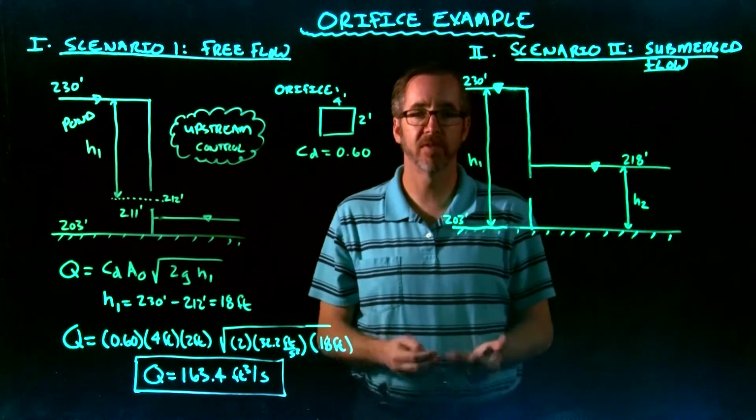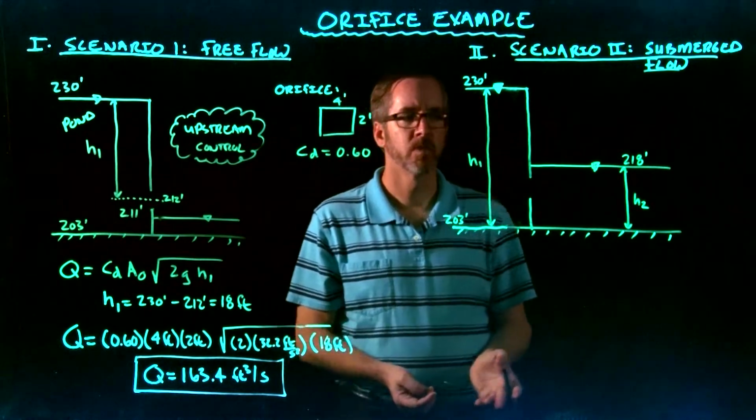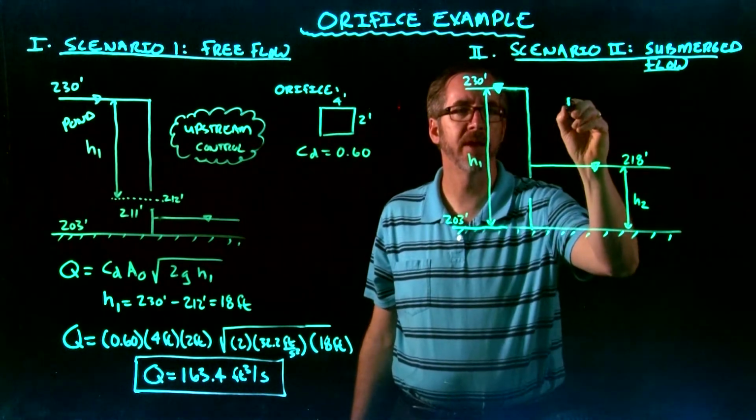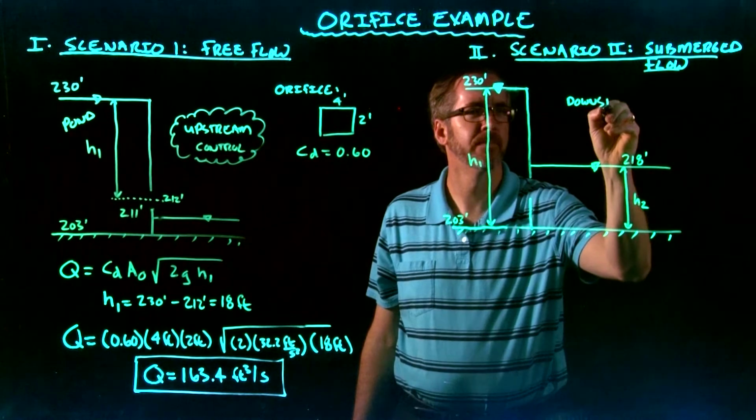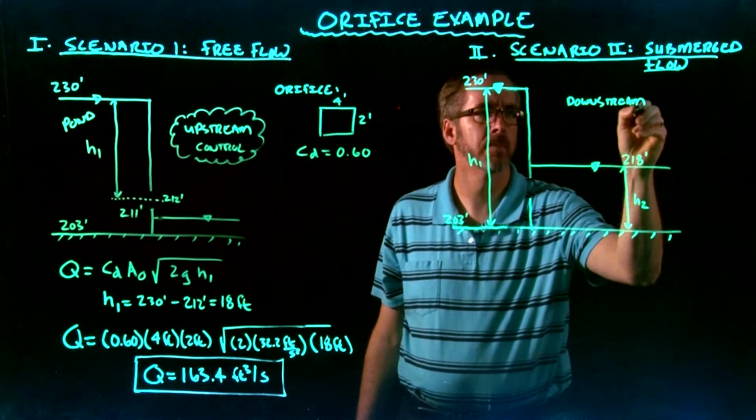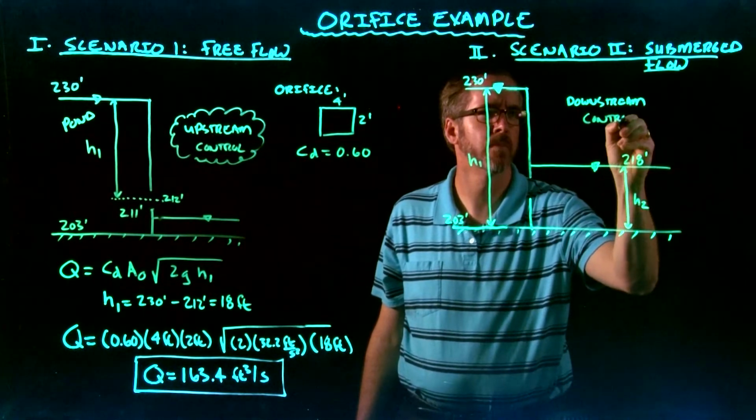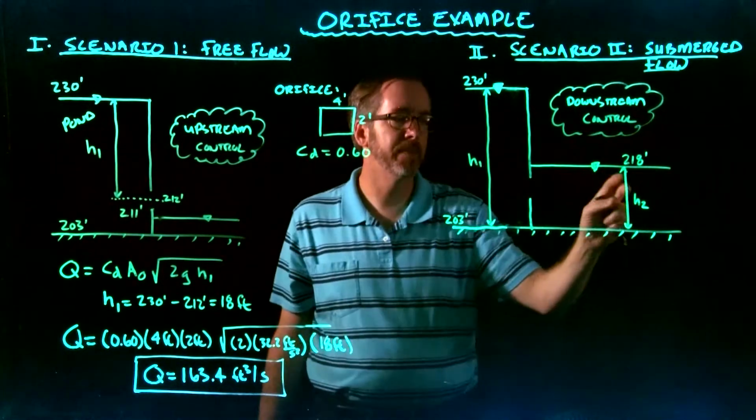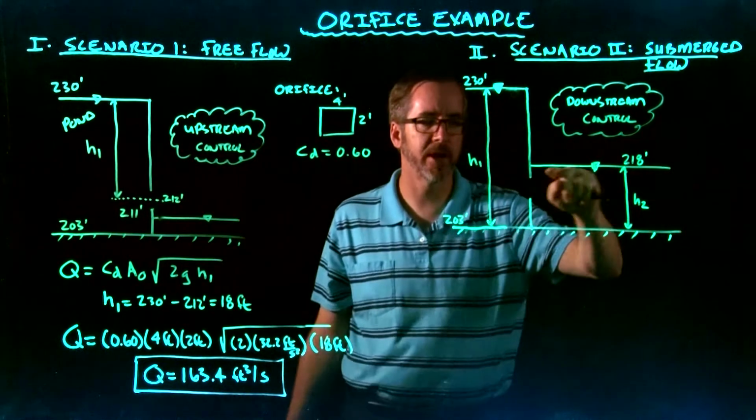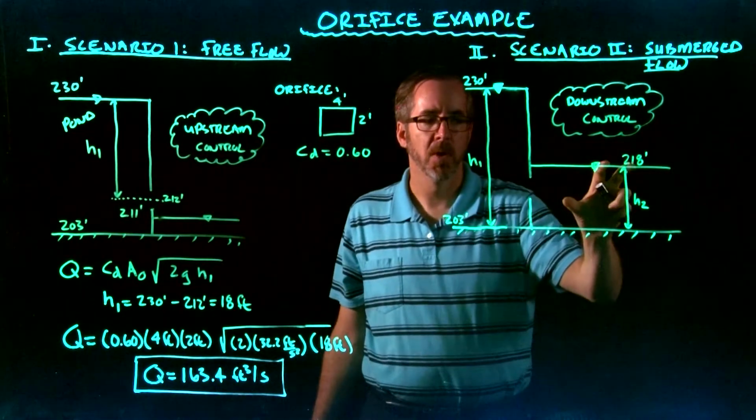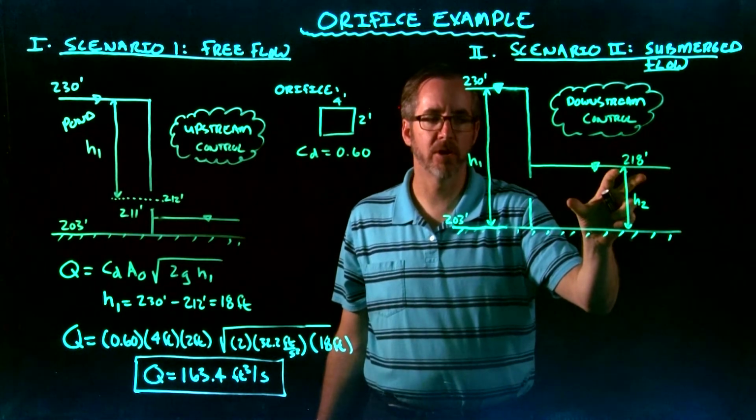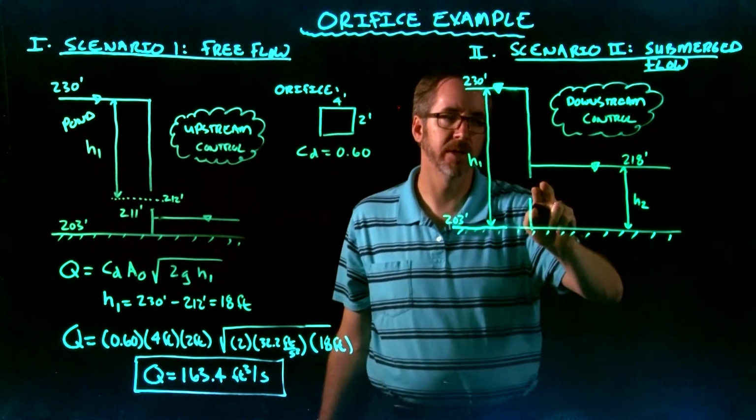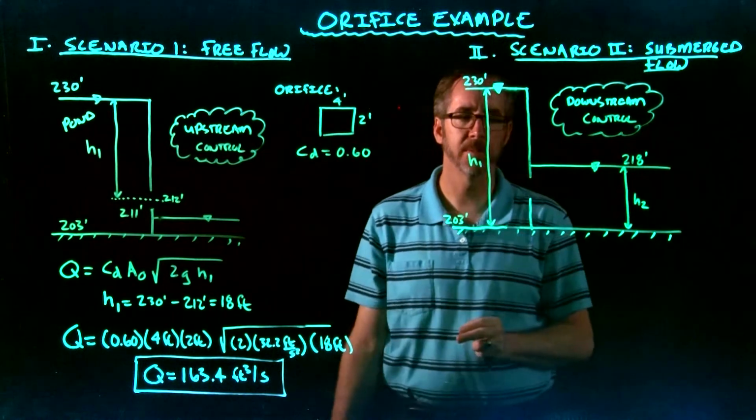Now let's take the same 2 by 4 orifice, but put it in a scenario in which we have a submerged flow. With the submerged flow, rather than an upstream control, we have a downstream control. What we're saying with the downstream control is that because the water elevation here is actually above the orifice, the water on the right-hand side is controlling how much water can pass through on the left. So it's a downstream control.